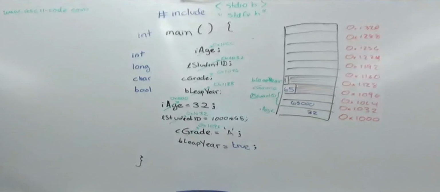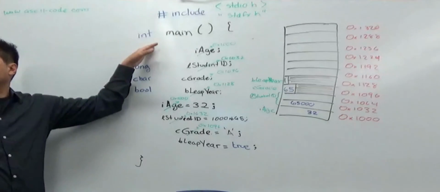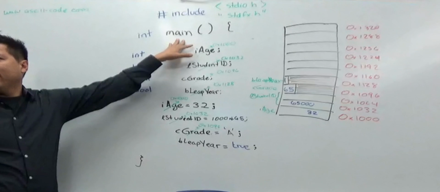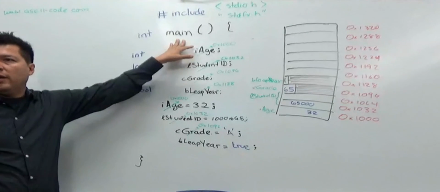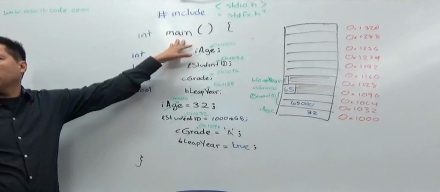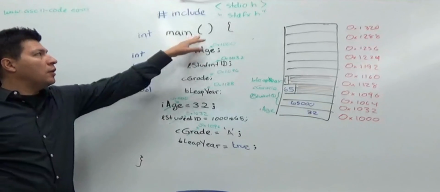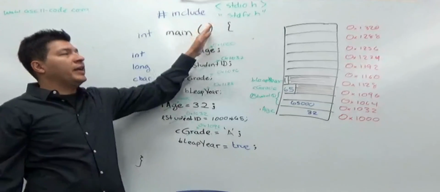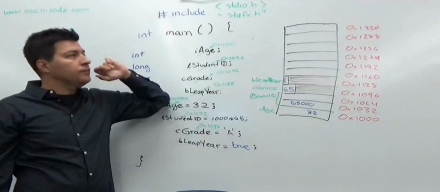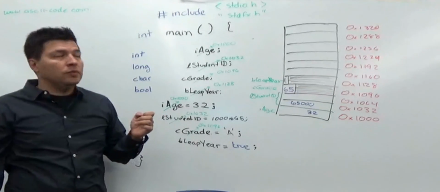So the rule is pretty similar. Function type instead of variable type, and then the function name. Same rule: it has to start with a letter or underscore, followed by letters, numbers or underscores, no other characters. And then you have parentheses. Parentheses could have stuff in here. We're going to talk about those later. For now, we just leave them open and close.